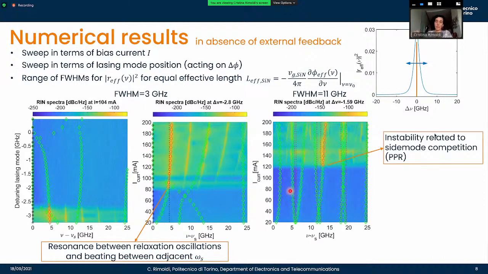On the other hand, if we increase the FWHM to 11 GHz, we can observe that there is also another cause of instability, which is related to side mode competition. Here, the red dashed line corresponds to the separation between the lasing modes and the lasing mode and its side modes at threshold.